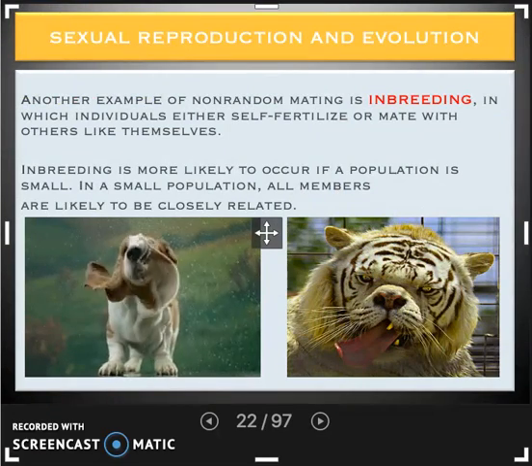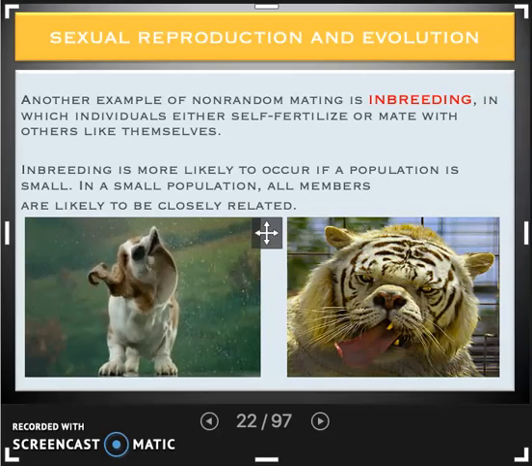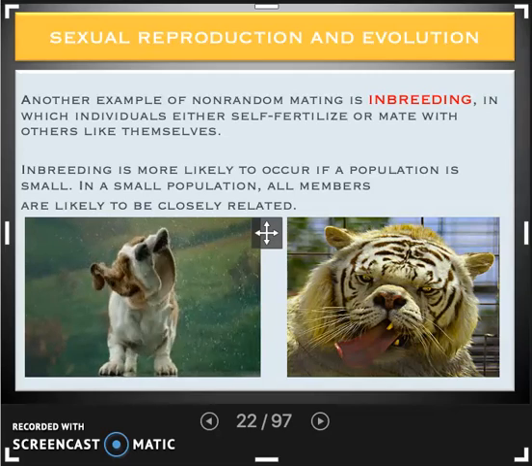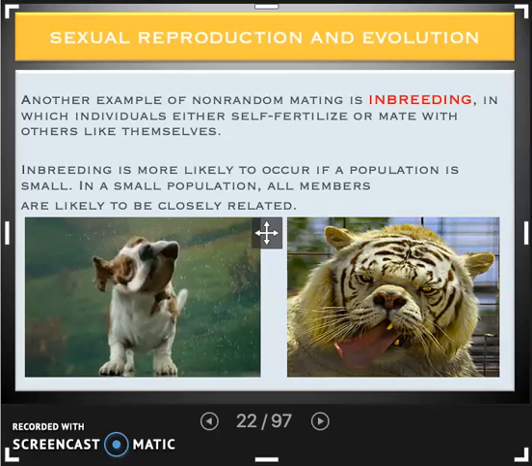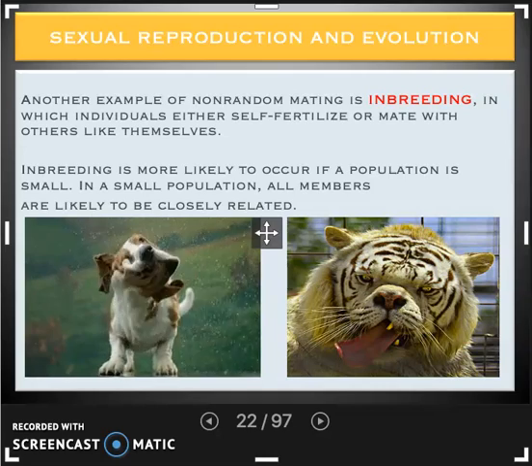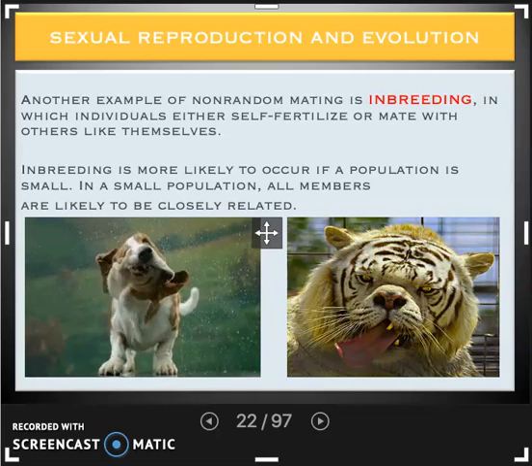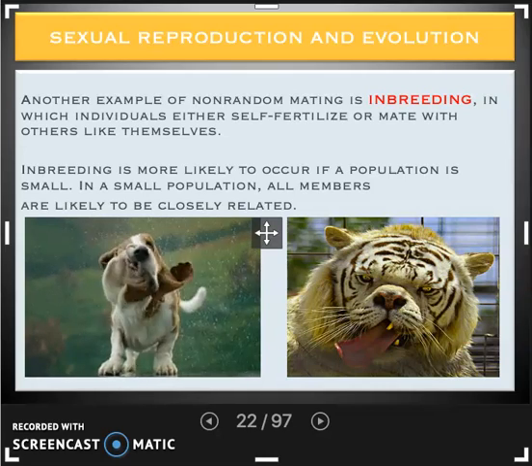So if I have a small population and lots of mating and inbreeding through sexual selection, I can have problems. I can have the accumulation of bad genes. All right. So modern dogs and tigers in captivity can all be a victim of this.